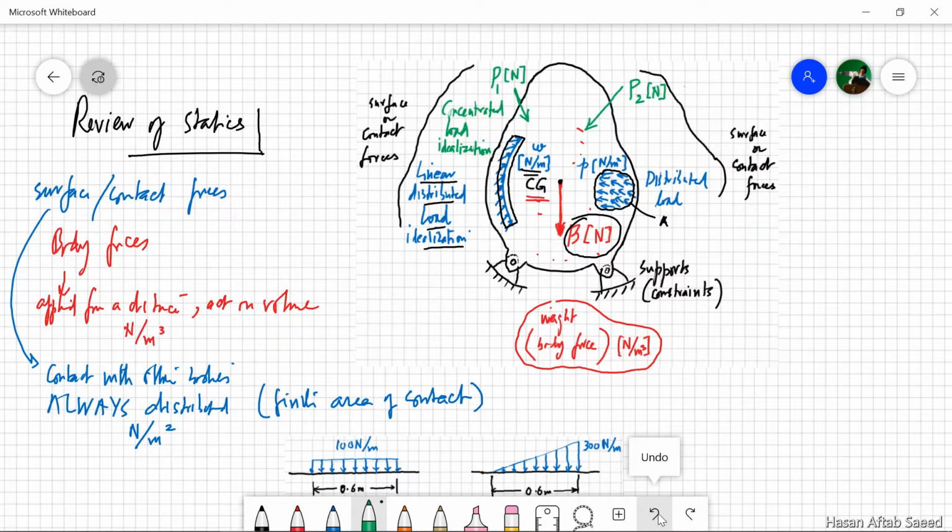Now, the second idealization of contact force is when the area of contact is very small as compared to the overall surface area and is not known exactly. For example, the force here actually acts on a finite area like all contact forces, but this area is very small as compared to the overall dimensions of the surface, and in addition, it is not known exactly. So in this case, it is taken as a concentrated force in newtons.